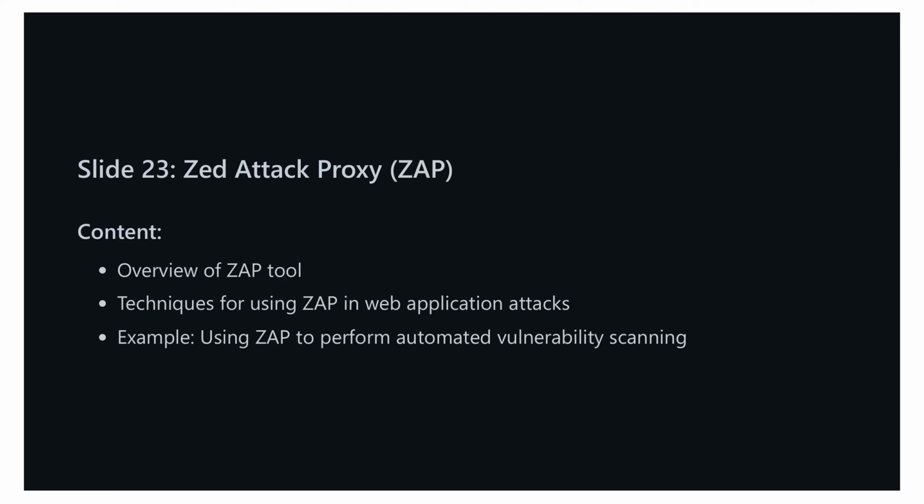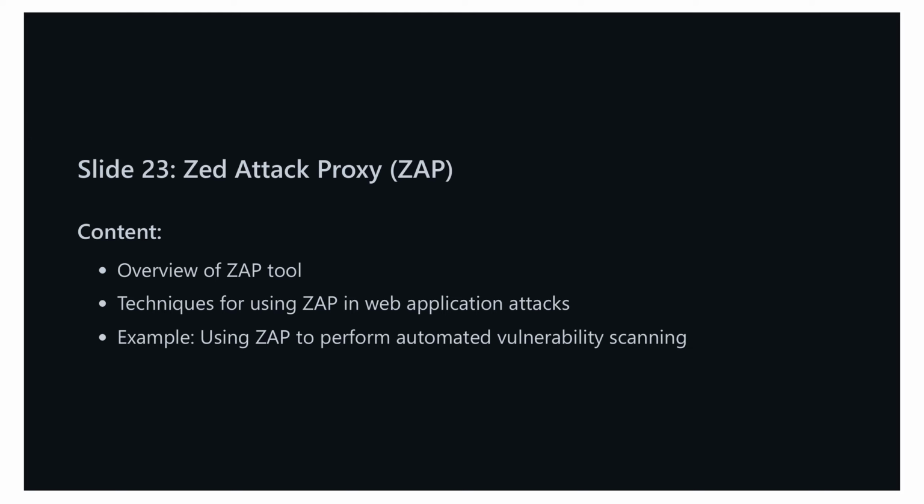Continuing from our previous discussion on Burp Suite, we now move on to the Zed Attack Proxy, or ZAP. This slide provides an overview of the ZAP tool, which is a popular open-source web application security scanner. We'll look at various techniques for employing ZAP in web application attacks, particularly focusing on its automated scanning capabilities. ZAP is particularly effective for automating the detection of common vulnerabilities in your web applications. One of its key strengths lies in its simplicity and the ability to perform automated vulnerability scanning with minimal effort.